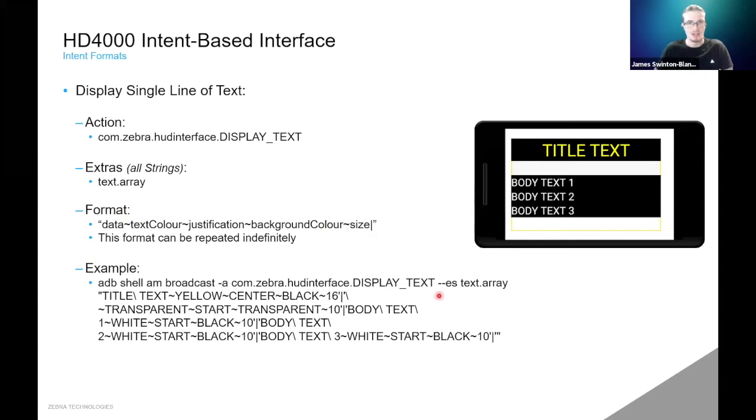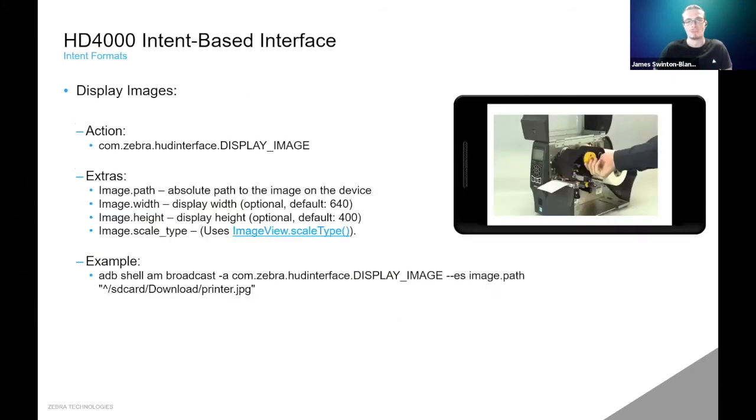So we can see down here, I have the text array extra. I have my title text up here, which is this. I then place a transparent line so that I can have a bit of a gap. And then I have three more pieces of text, which are displayed down there. You can see that's white text on a black background.